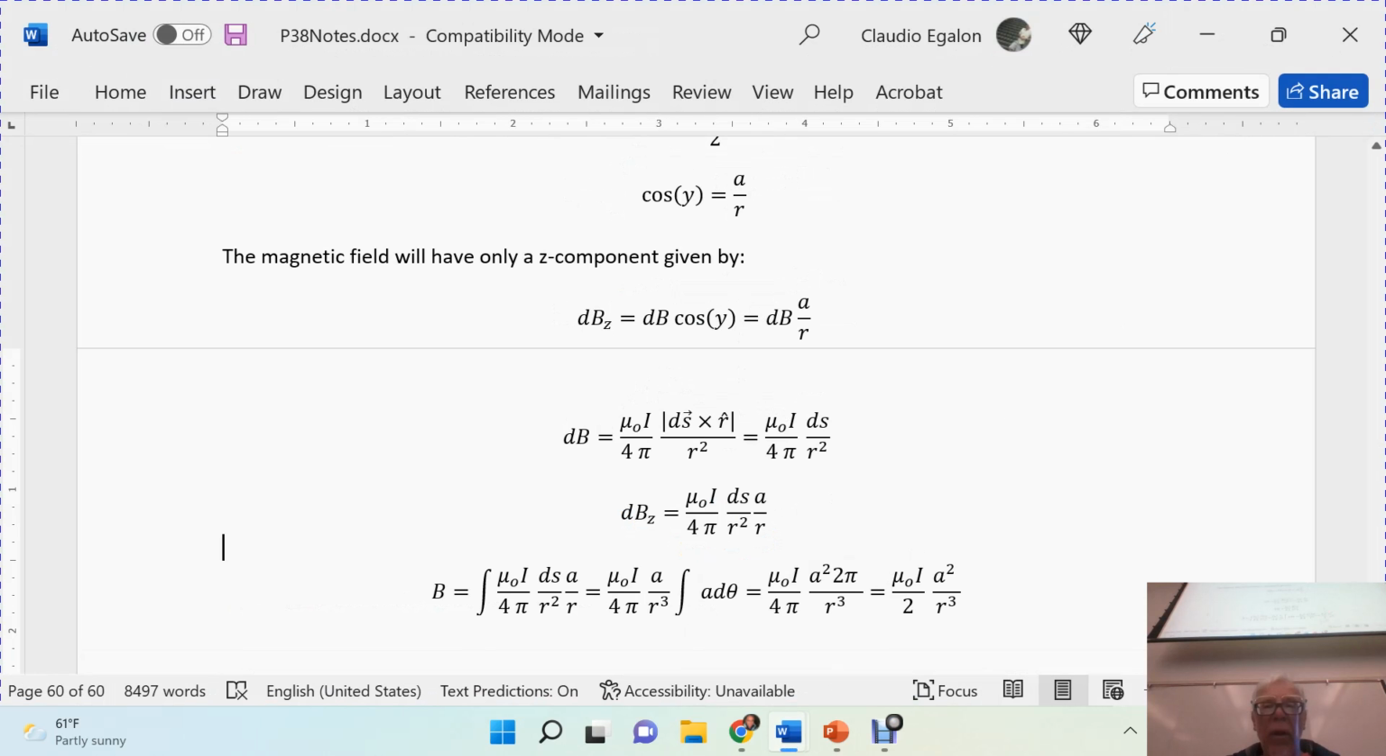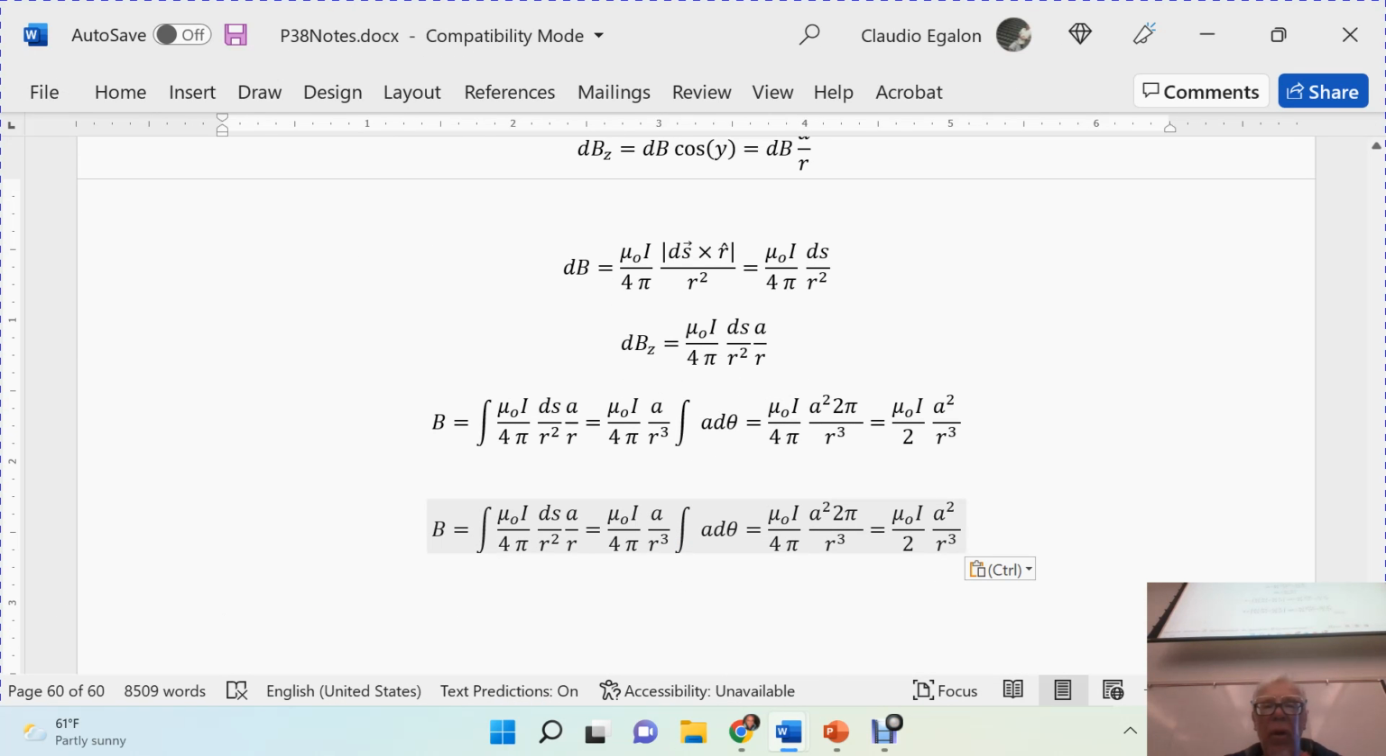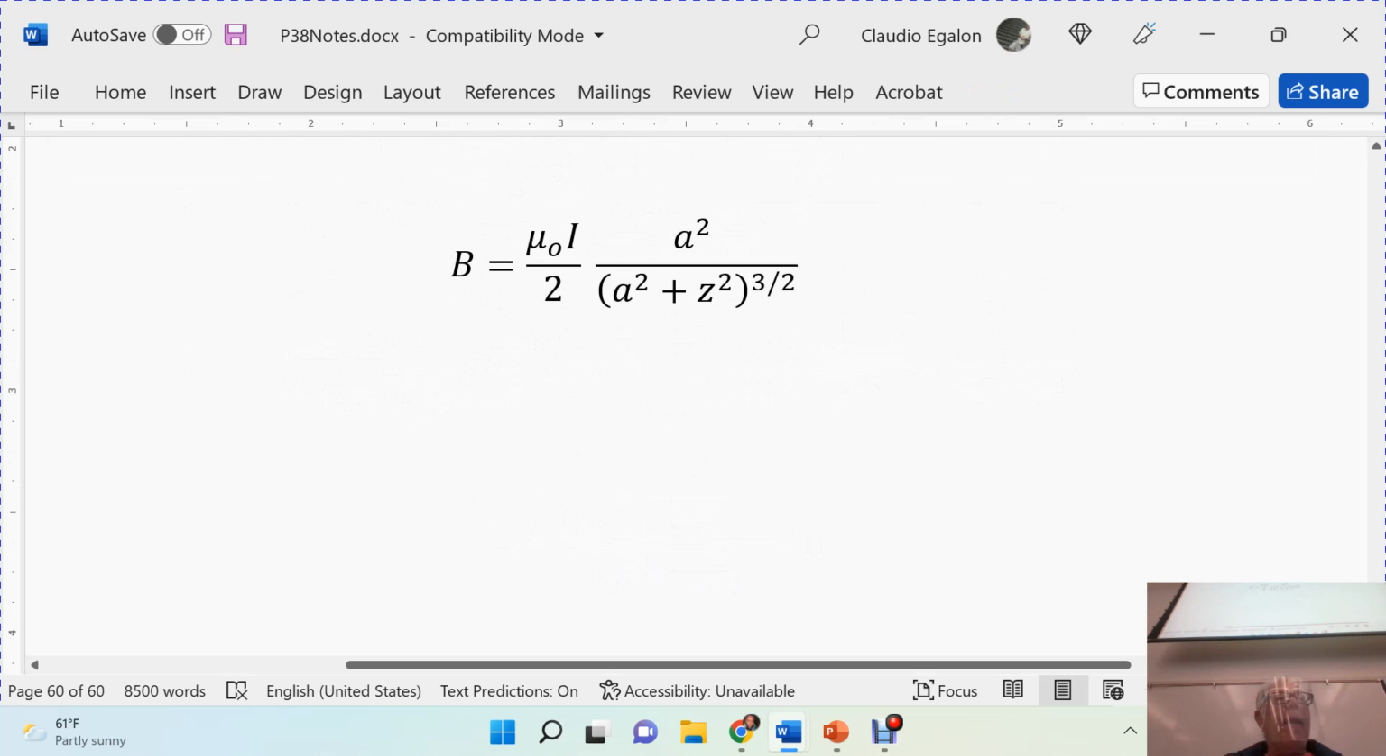Mu naught I a square over 2, over a square plus z square to the power of 3 halves. So the magnetic field decreases with the distance from the loop. Again, I can write that in terms of a square plus z square to the power of 3 halves. Okay, save it.